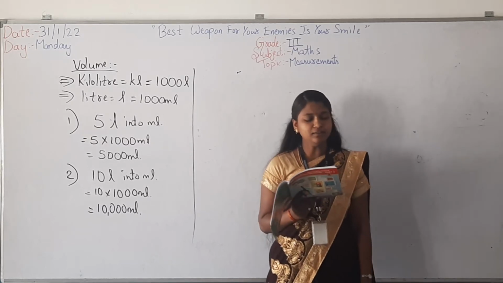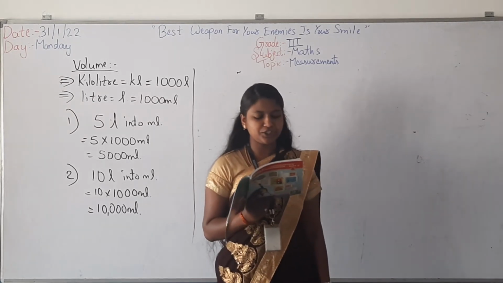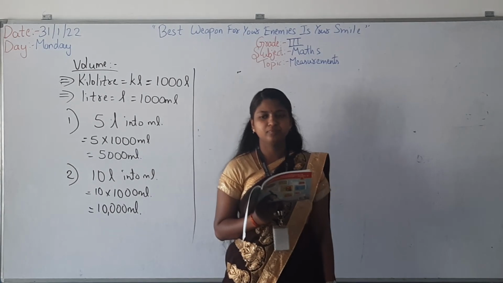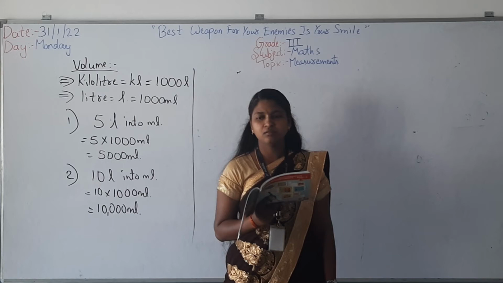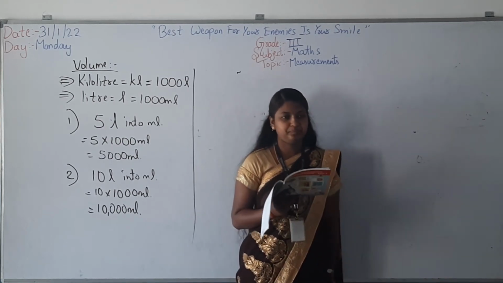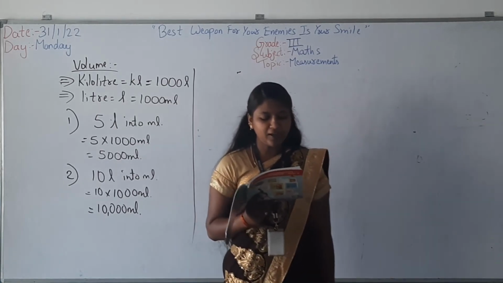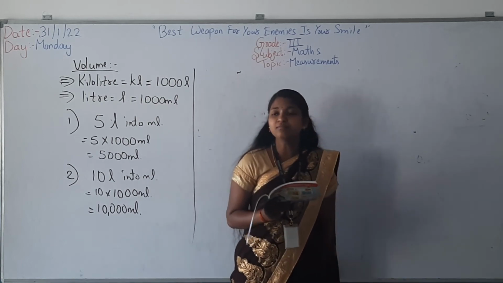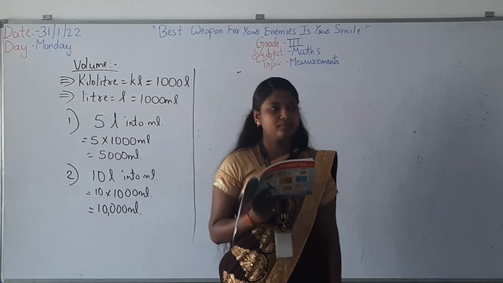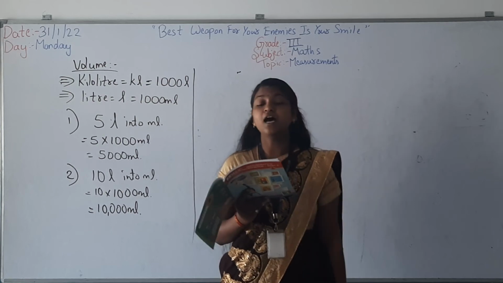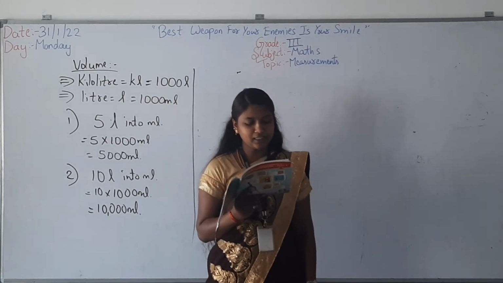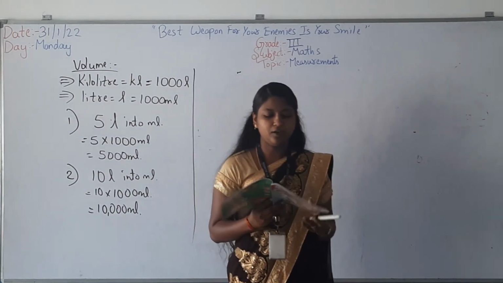Next, fourth question, the capacity 1 kiloliter is 1 thousand. Sixth one, the capacity of 5 liters is equal to 5,000 milliliter. Seventh question, 1000 ml equals dash liter. One liter. 6 liter equals 1000 dash ml. 6000 ml. Ninth question, to convert kiloliters into liters, multiply it by 1000.